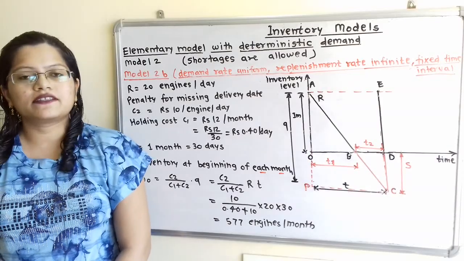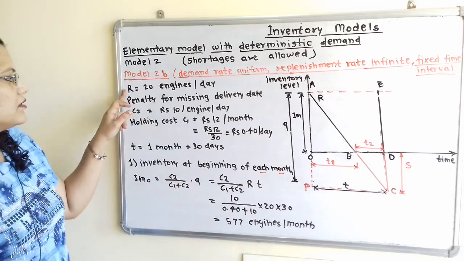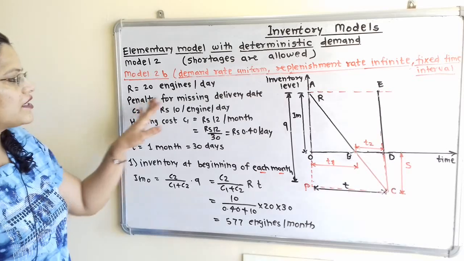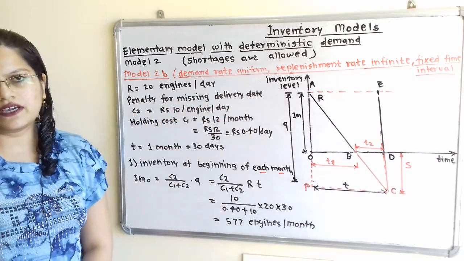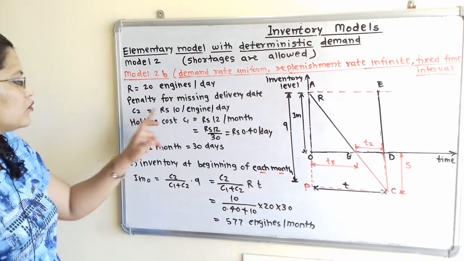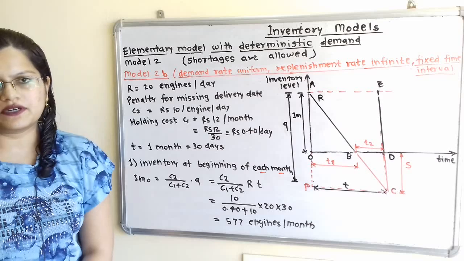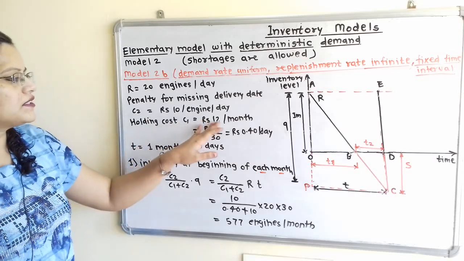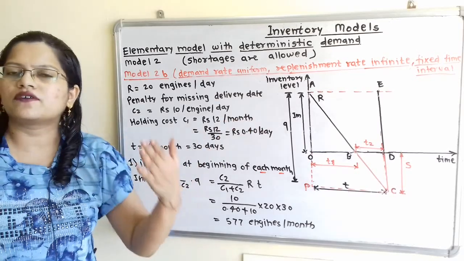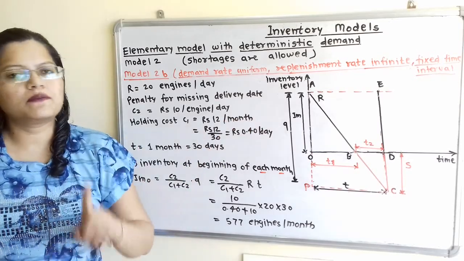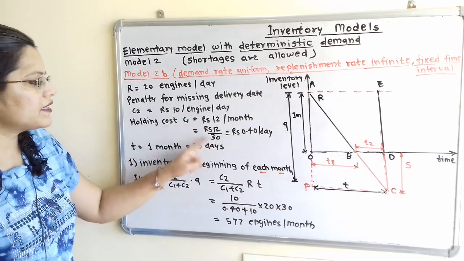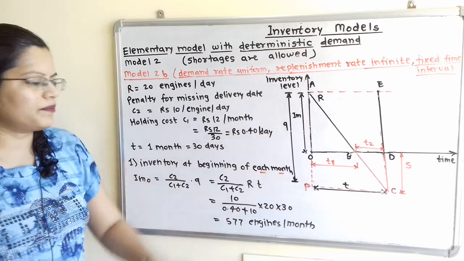Let us understand the given data. Consumption rate R is given 20 engines per day. Penalty for missing delivery date, that means shortage cost C2 is rupees 10 per engine per day. Holding cost C1 is rupees 12 per month. If we observe the unit, here unit is month, so we will convert it into days. In 1 month there are total 30 days. So what is the cost in 1 day? 12 by 30, that is rupees 0.40 per day.